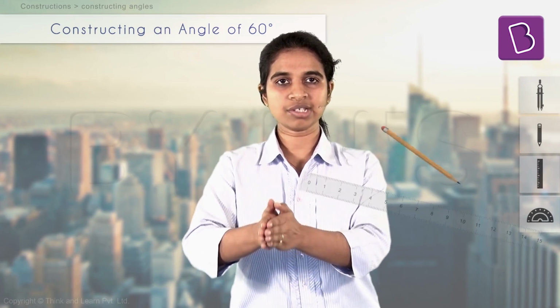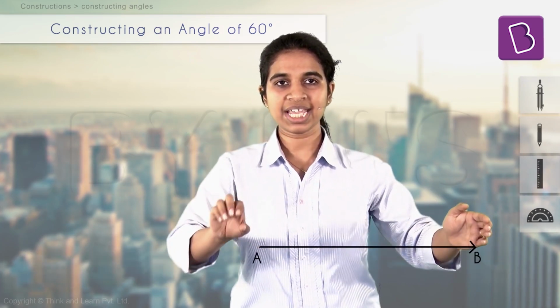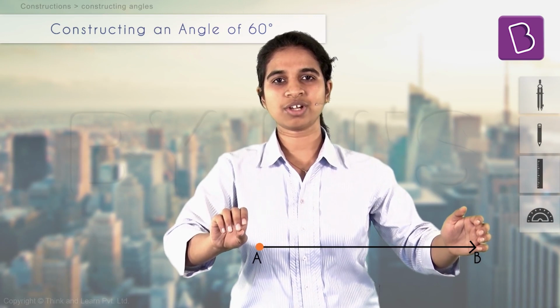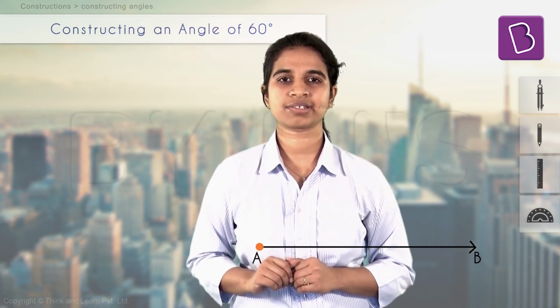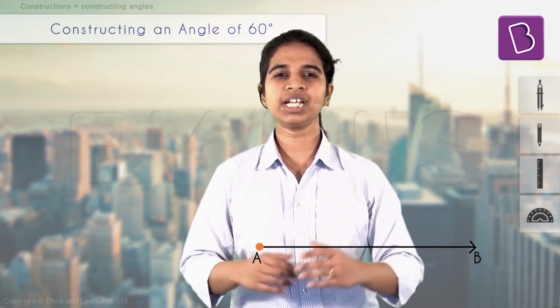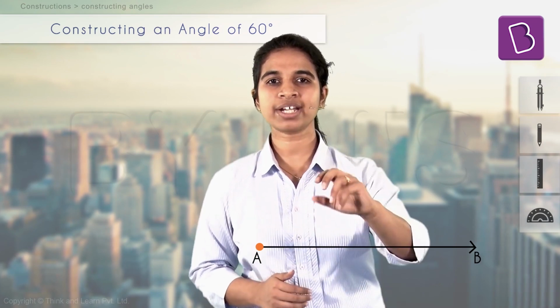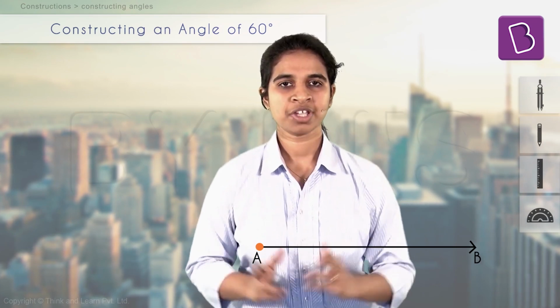Let's say a ray is given to us. Starting point is A, it's ray AB. At point A, we need to construct an angle of 60 degrees. How do we do it? You've already learned how to do it, correct? The focus right now is on understanding the logic.